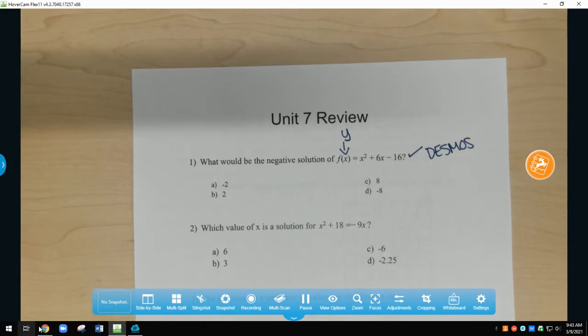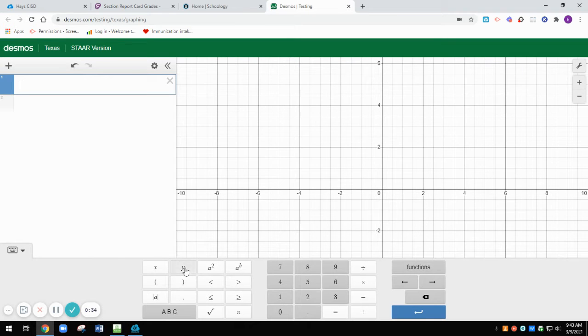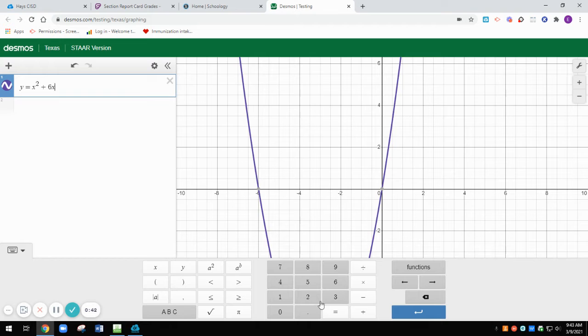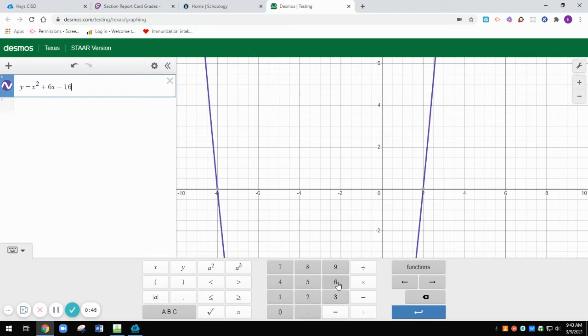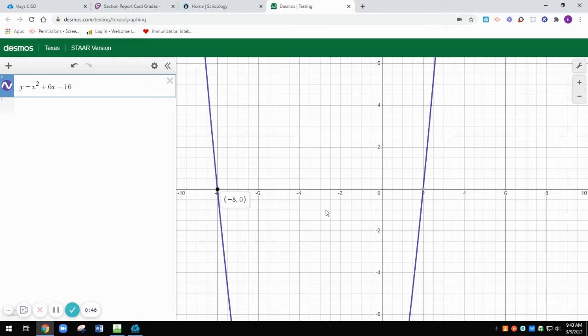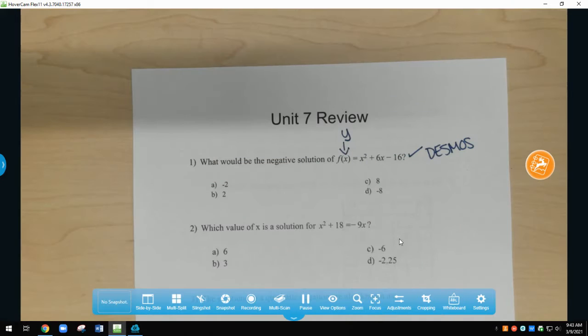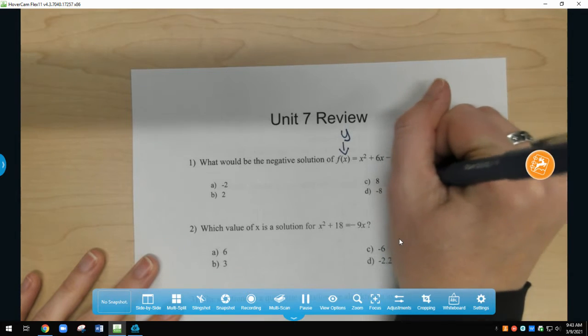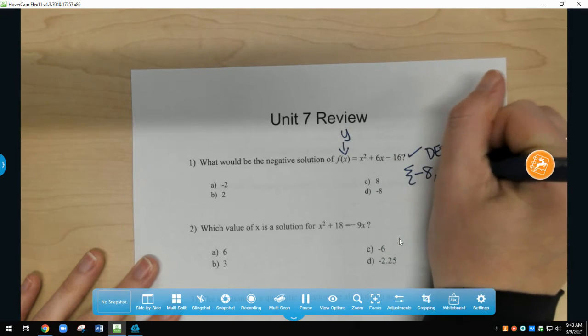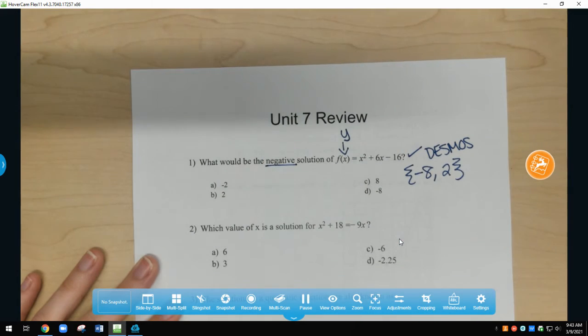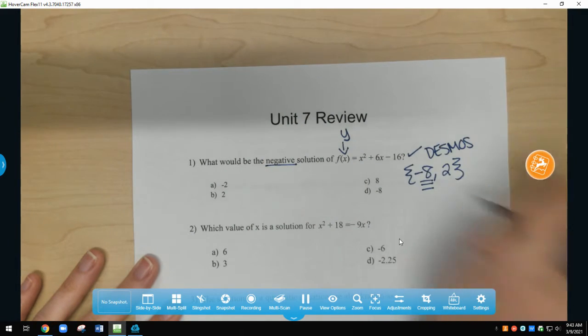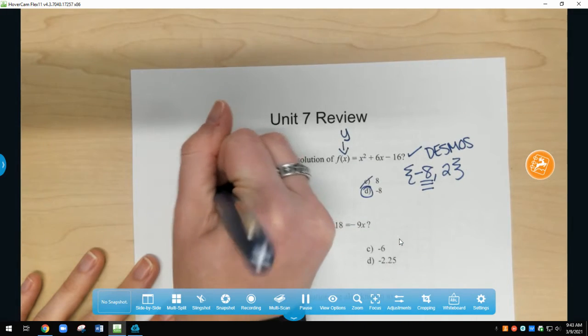So I'm going to go to Desmos. I'm going to put y equals x squared plus 6x minus 16. Remember, we're only worried about the x-axis, so I'm going to click on these two gray points. So my solutions are -8 and +2. Since the question just wants the negative solution, my answer is going to be just -8. So it's going to be D.